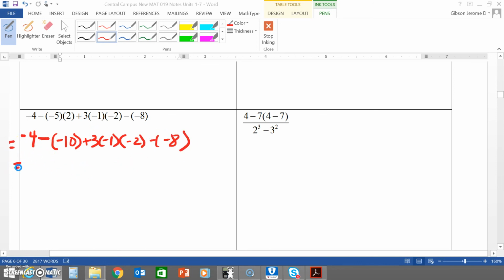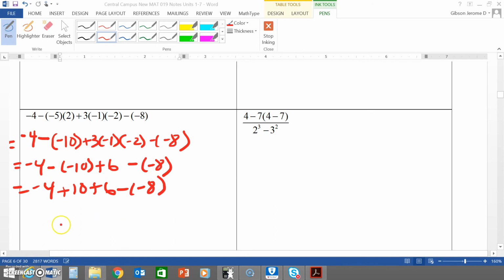Now, we have -4, and then we have minus a -10, but we want to complete all the multiplication first. So we have plus, so we have 3 times -1, which is -3, times a -2, which will give us a +6, minus a -8. So we had -4. Now we have no more multiplication and no division, so we go to addition and subtraction. So we had -4 minus a -10 will become +10. And we'll bring down the rest.